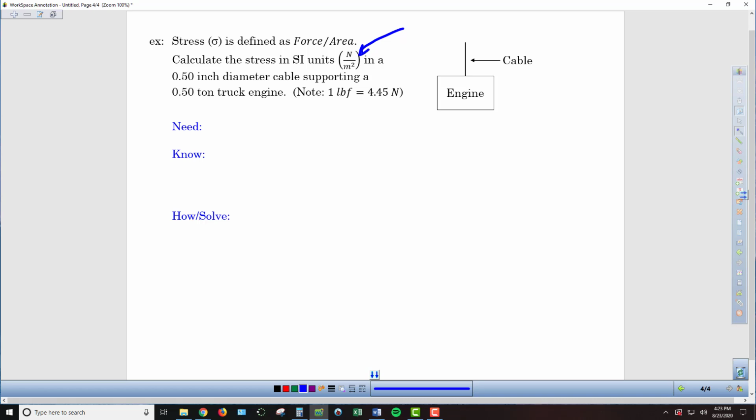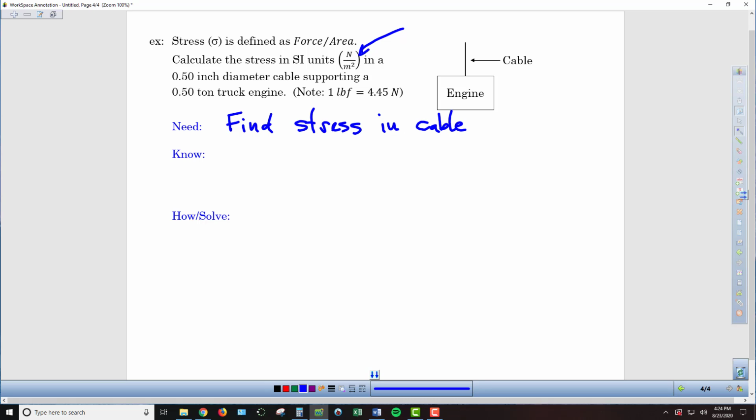And so in this circumstance, we have a cable that is supporting an engine, as we can see in our rudimentary diagram here. And so we want to determine what is the force that is being applied to this cable across its cross-sectional area. So in our need, we want to find the stress in the cable.